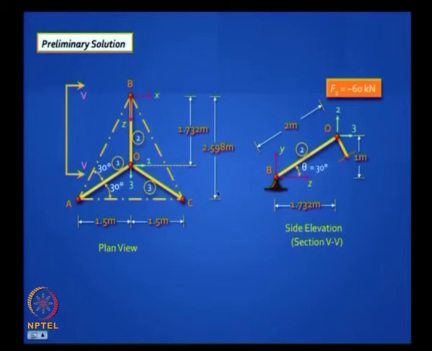And you can figure out how to locate these dimensions, because you are given this length is 2 meters. So if this is 2 meters, this angle will be 30 degrees, because this is 2 and this is 1. So 1, 2 and this will be root 3, so this is 1.732. So these dimensions can be worked out.